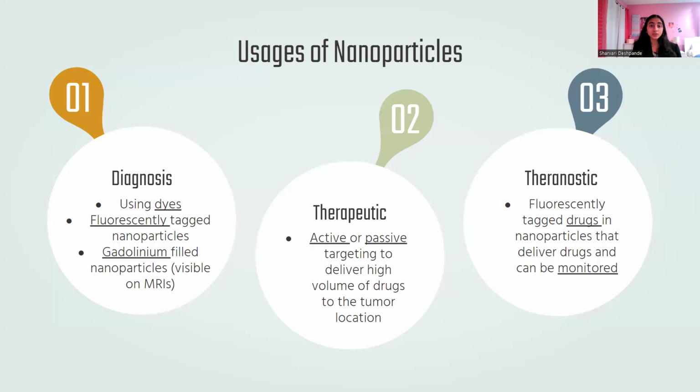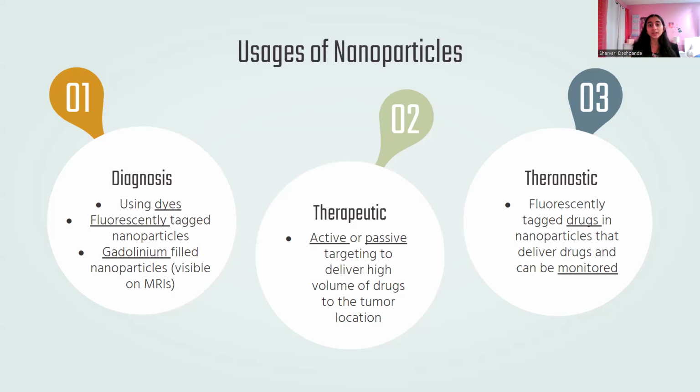So in terms of diagnosis, nanoparticles can be used for brain imaging and brain scans in various ways. For example, some nanoparticles have the ability to contain a dye, and when they are specifically targeted towards the tumor, the dye can be given to the tumor specifically, and it maps out the border of the tumor, which is then visible through brain imaging. And then there are also fluorescently tagged nanoparticles, where you can monitor the progress of where the nanoparticle is throughout the body.